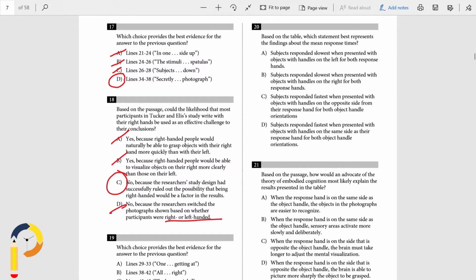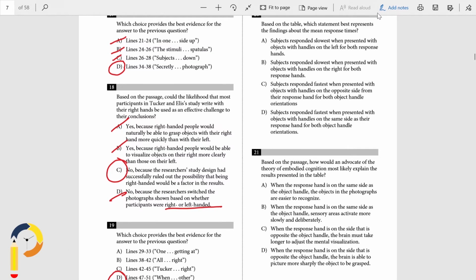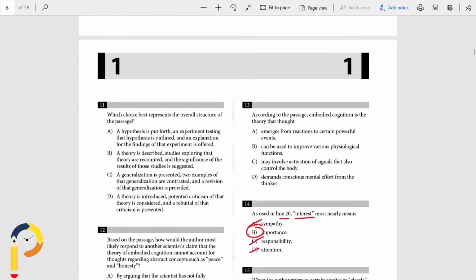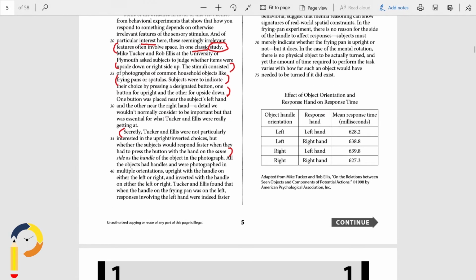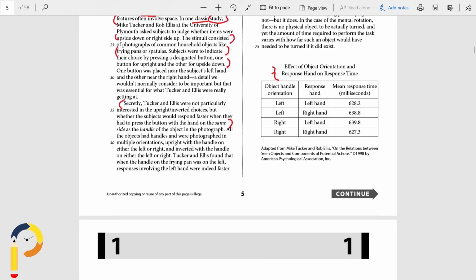to our table questions, so our synthesis question, where we are synthesizing the passage and the table to be able to answer these questions based on the table, which statement best represents the findings about the mean response time. So let's quickly look at the table. It's a good idea to read the title of the table first, moving on to the headers and the units of measurement. So we can see left hand is 628.2 milliseconds, right hand 627.3, and we know that when the object and the response hand are the same, time is supposed to be the least, that we've already read. And we can see that time is in fact more when the object handle and the response hand are different.